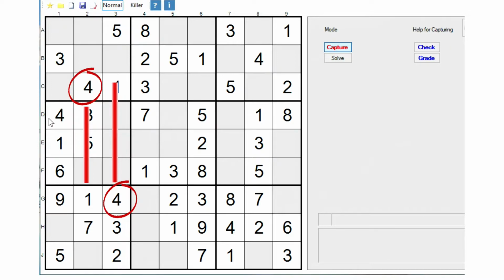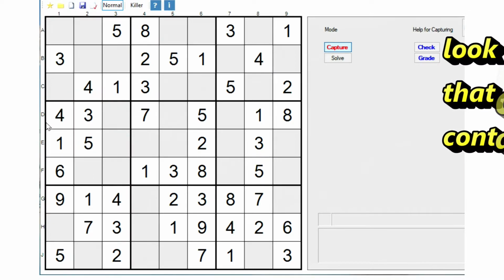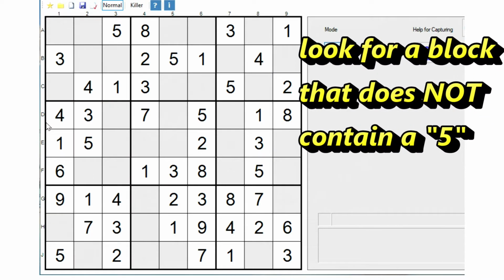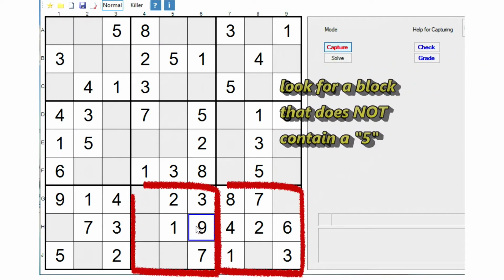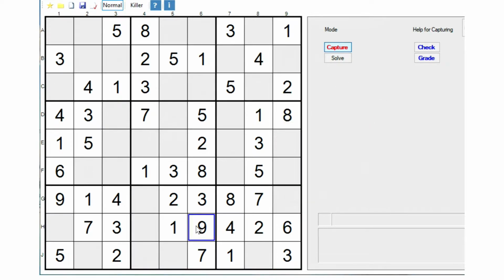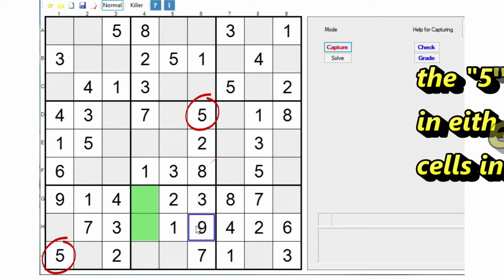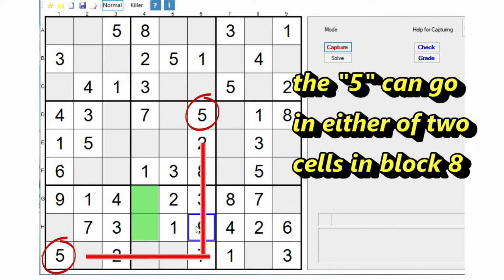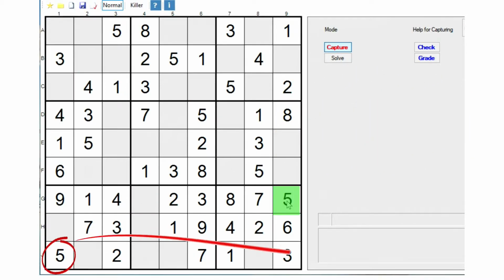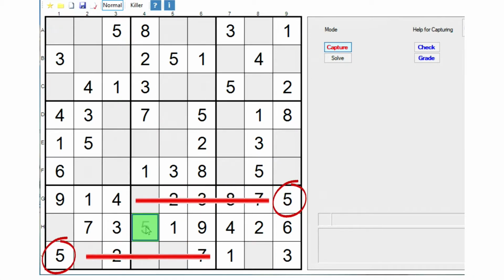Okay, let's move on to the number 5. Remember, we're working our way through all the numbers from 1 through 9 sequentially, and we see that only blocks 8 and 9 are missing the number 5. So let's see if we can use intersecting lines to place the number 5. Here in block 8, we can see that the lines don't help us place the number, but in block 9, we can place the 5 here. And once we do that, we can now go back to block 8 and place the 5 here. And now we've placed all the 5s.